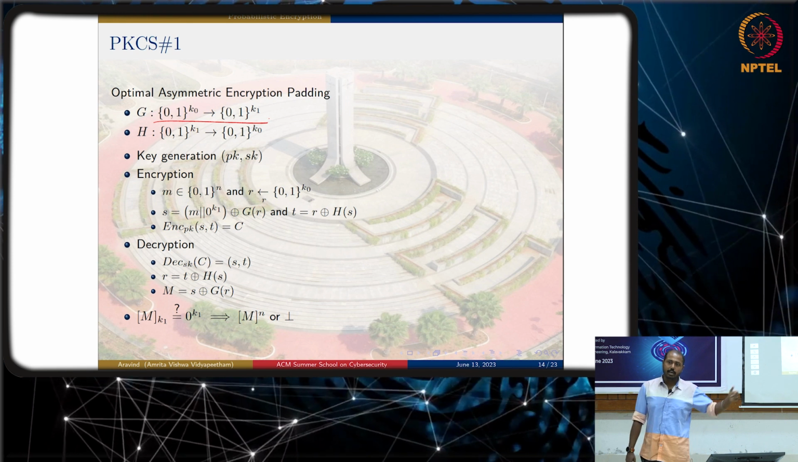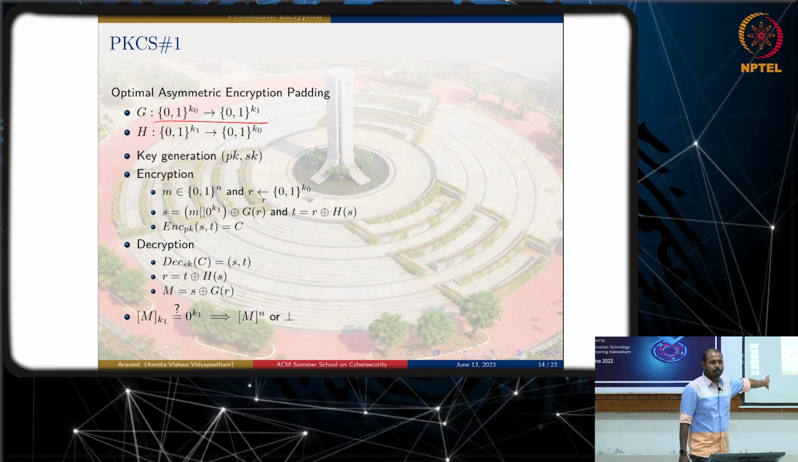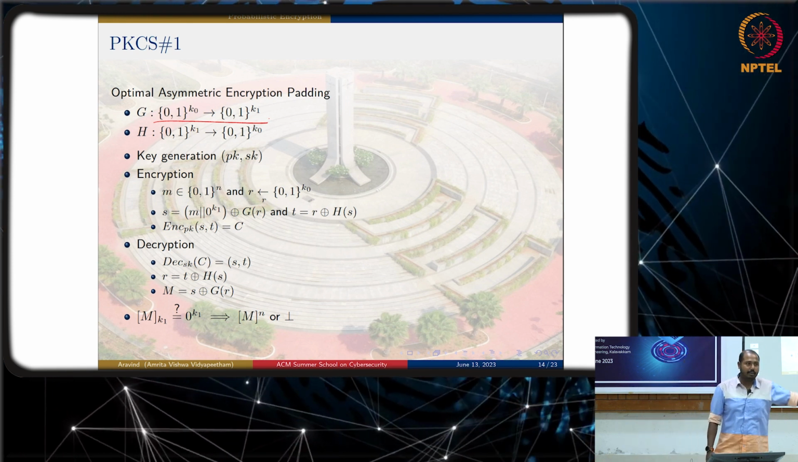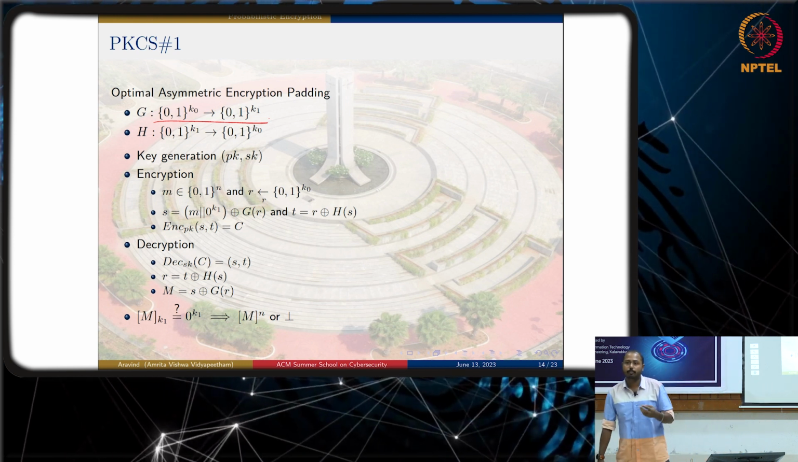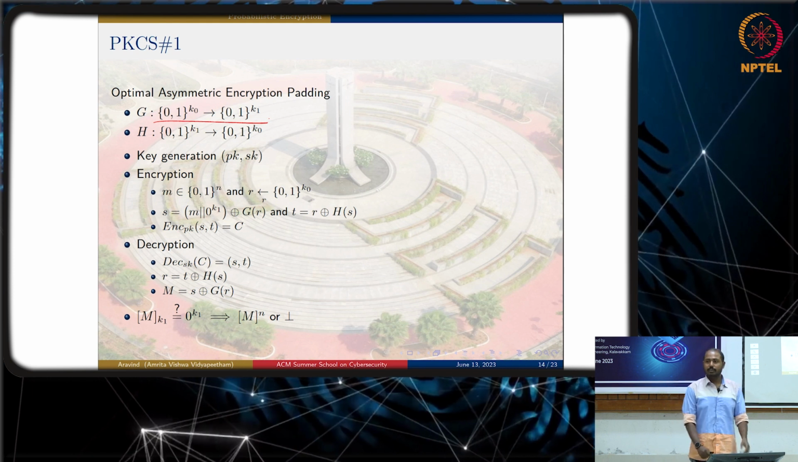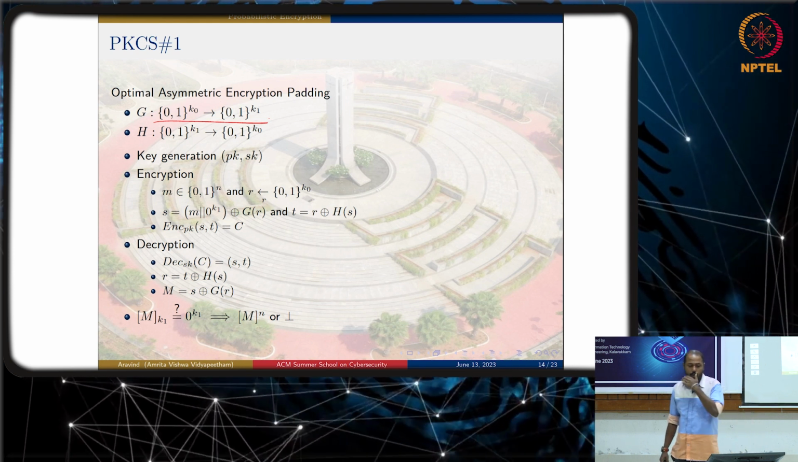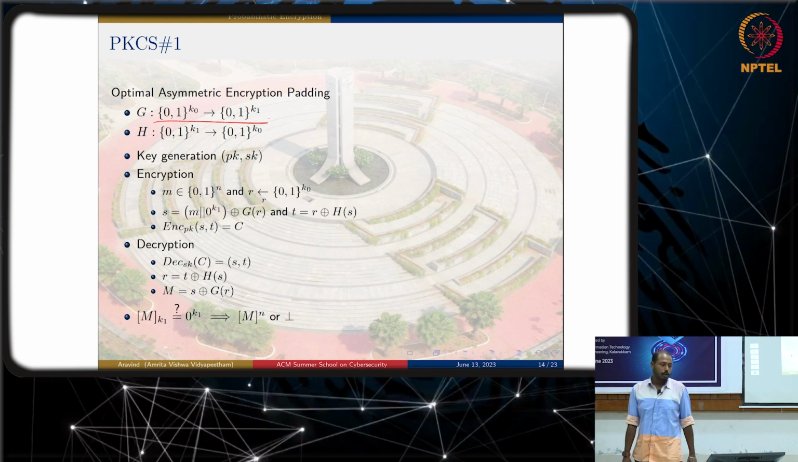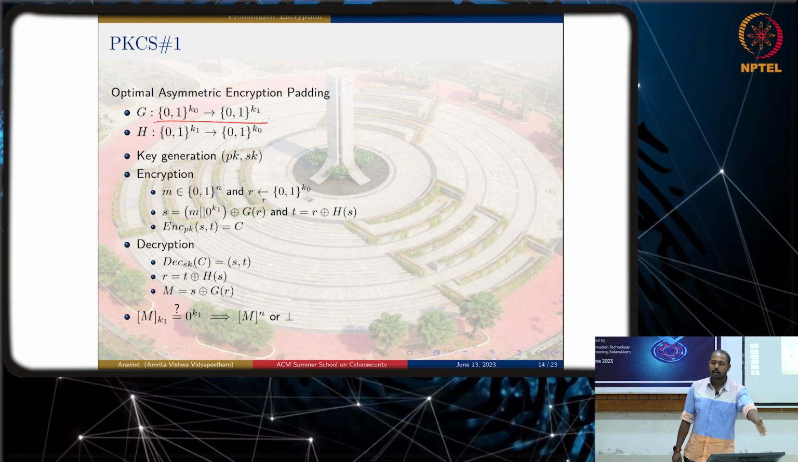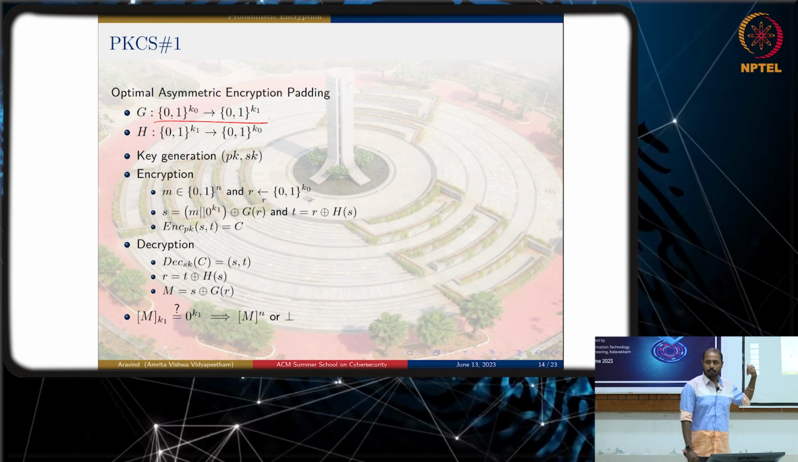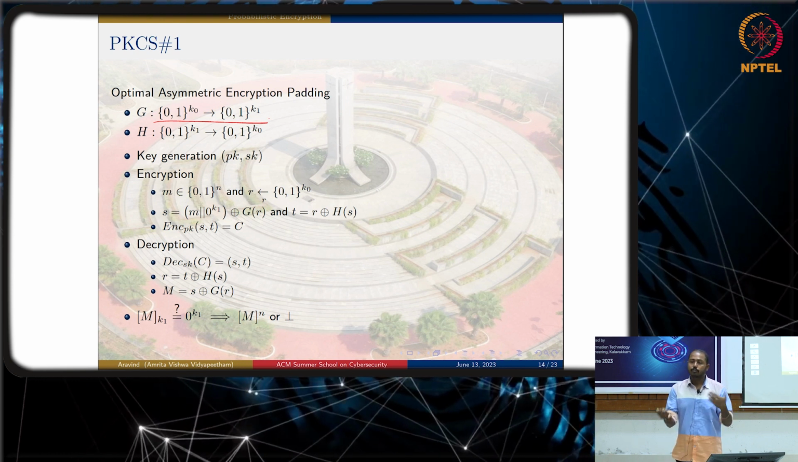That is why S is made by padding M with k1 zeros and XORing with G of R. Excuse me, it's not G power R, it's G of R. Then we get T equal to R XOR H of S, where H is a function again, defined there. It's a reverse function.